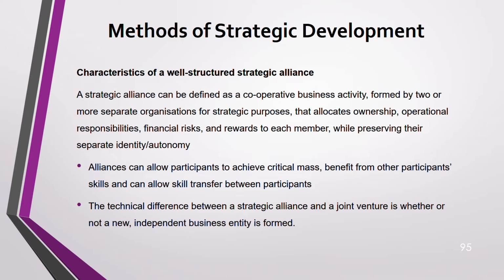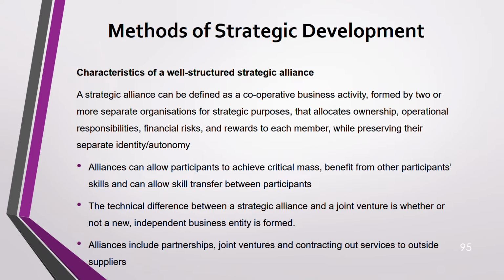Then, technical difference. What is the technical difference between joint venture and strategic alliance? The difference is whether an independent business entity is formed or not. In a joint venture, an independent business entity is formed, but in a strategic alliance, no. They are very loosely connected. Alliances can include things like partnership as an alliance, joint venture is a form of alliance, and contracting out services to an outside supplier. These are forms of alliances.